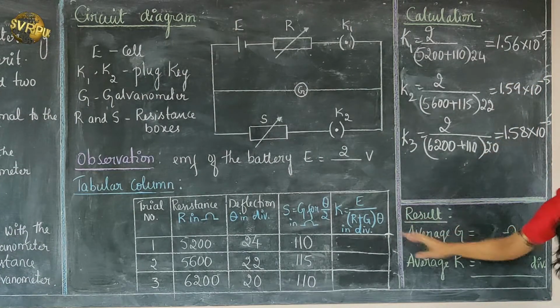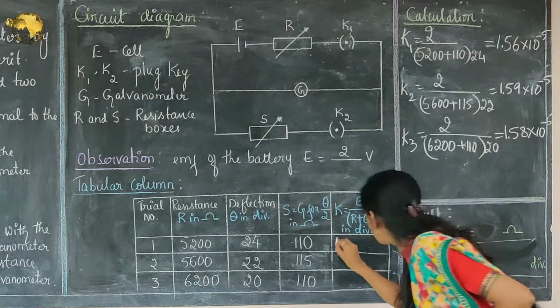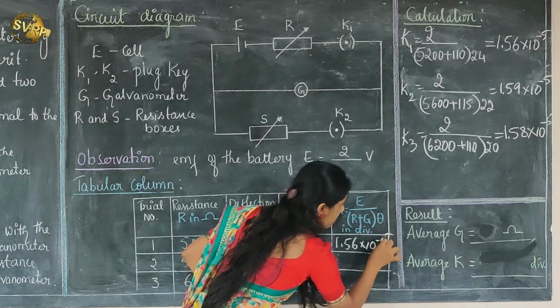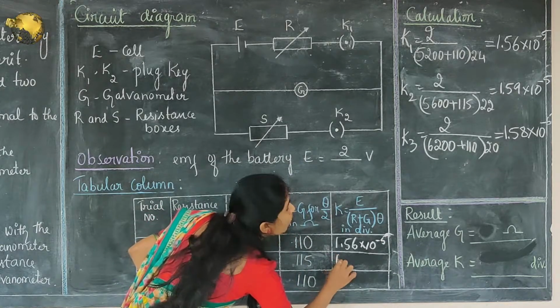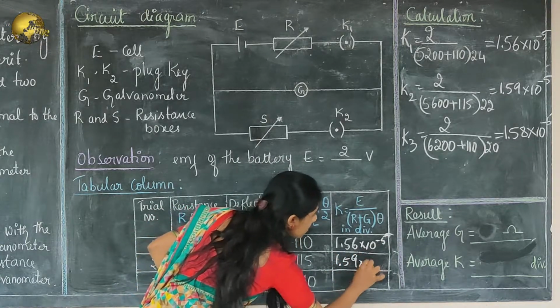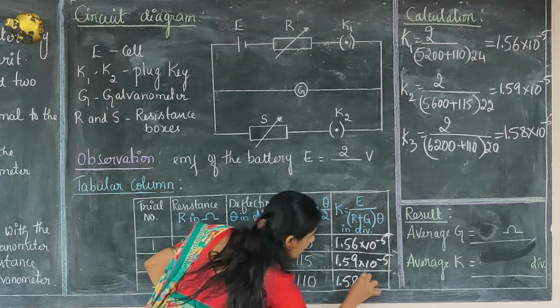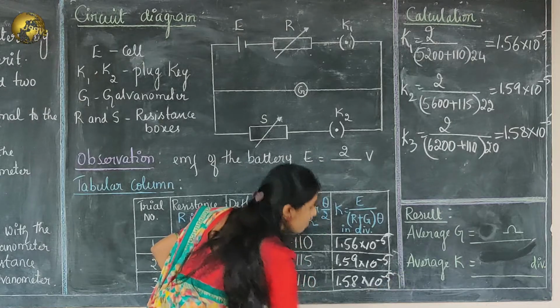Let's enter this in the tabular column. K1 will be 1.56 into 10 power minus 5. K2 will be 1.59 into 10 power minus 5. K3 will be 1.58 into 10 power minus 5.